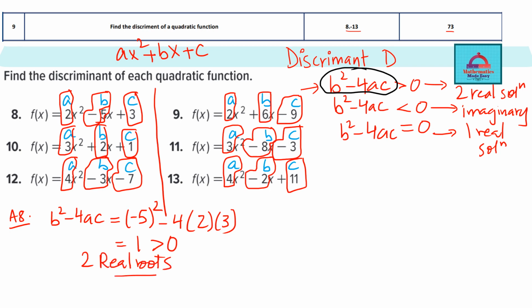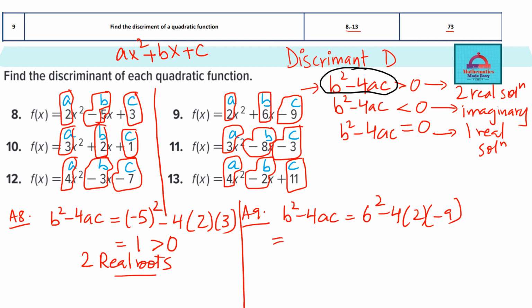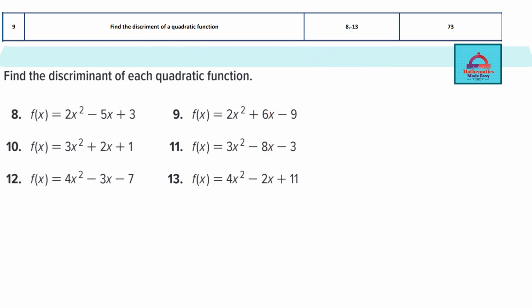Okay, now let's do answer 9 here. For answer 9, again we calculate the discriminant using this formula. B is 6, A is 2, C is minus 9. Simplify and you will get this value as 108, which is again positive. So there also for this question we have two real solutions or two real roots. Let's do the remaining questions in the next slide.